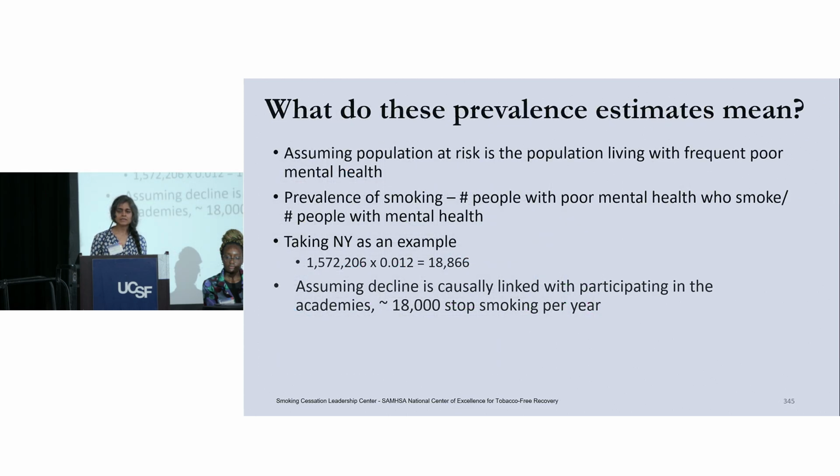So what does this really mean in terms of numbers and from a population prevalence? Assuming the population at risk is the population living with frequent poor mental health, when you're looking at the prevalence of smoking, you're looking at the number of people with poor mental health who smoke over the population of people with poor mental health. Taking New York State as an example, there are 1.5 million people with frequent poor mental health, and a 1.2% decline is around 18,000 people. And assuming this decline is causally linked with participating in the academies, which is an assumption that we need to look at, this is around 18,000 people who stop smoking per year.